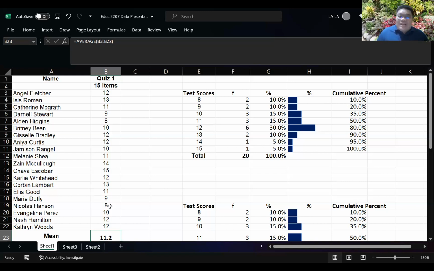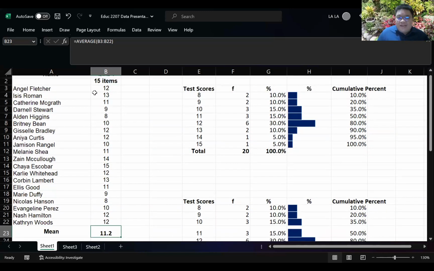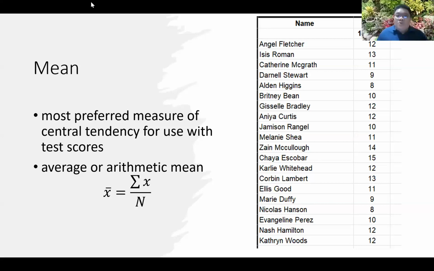Okay? So take note that you are already encouraged to use platforms like this when you are computing for the grades of your students. Okay? So tandaan nyo yan. Yan ang isang platform na pwede nating gamitin, your Microsoft Excel. So that's how you compute the mean.